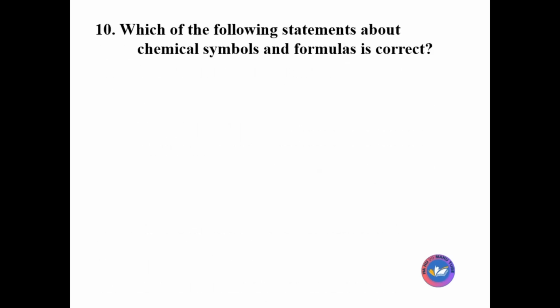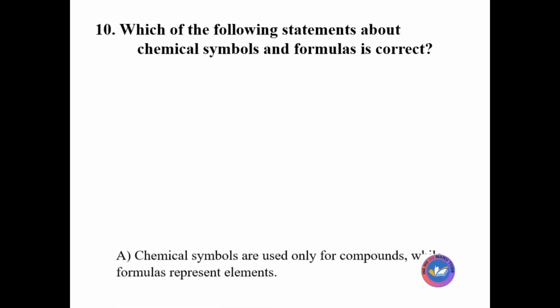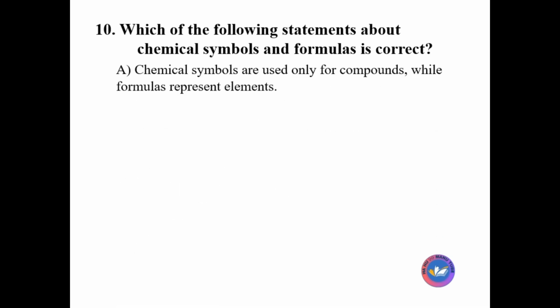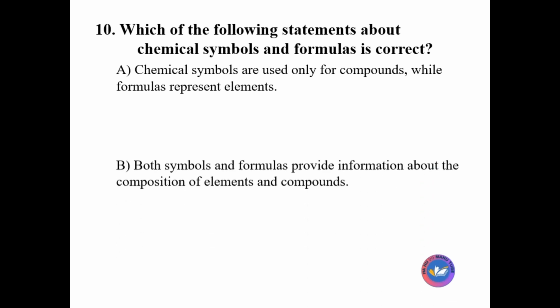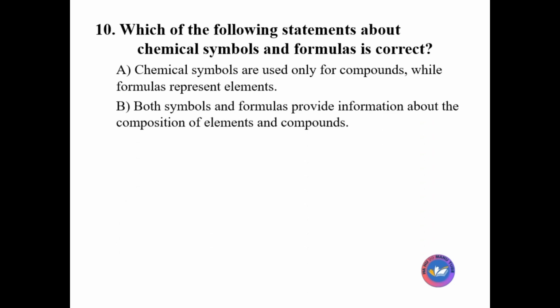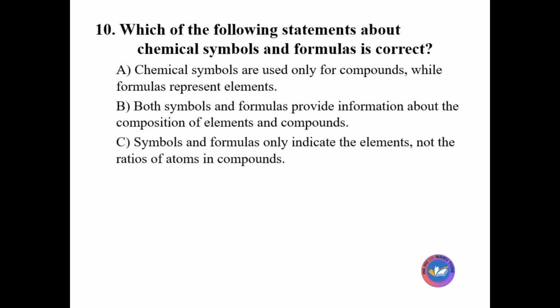Question number 10. Which of the following statements about chemical symbols and formulas is correct? A. Chemical symbols are used only for compounds, while formulas represent elements. B. Both symbols and formulas provide information about the composition of elements and compounds. C. Symbols and formulas only indicate the elements, not the ratios of atoms in a compound. D. Formulas use words, while symbols use letters.